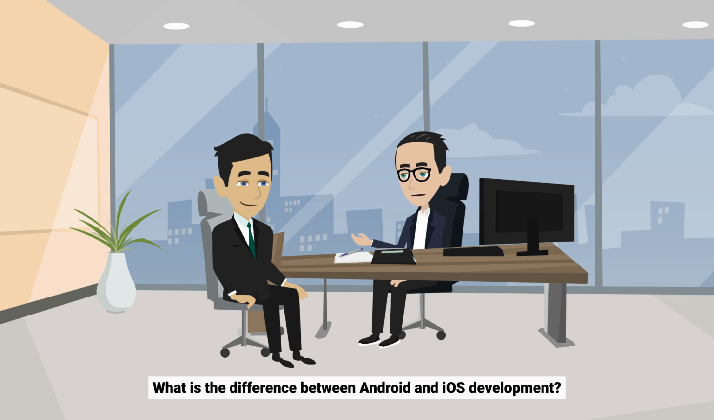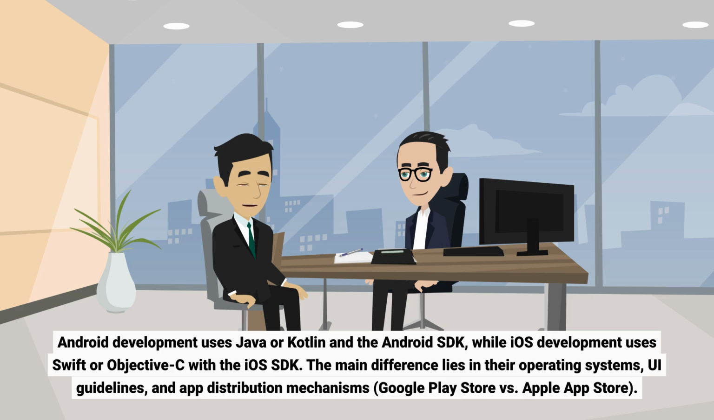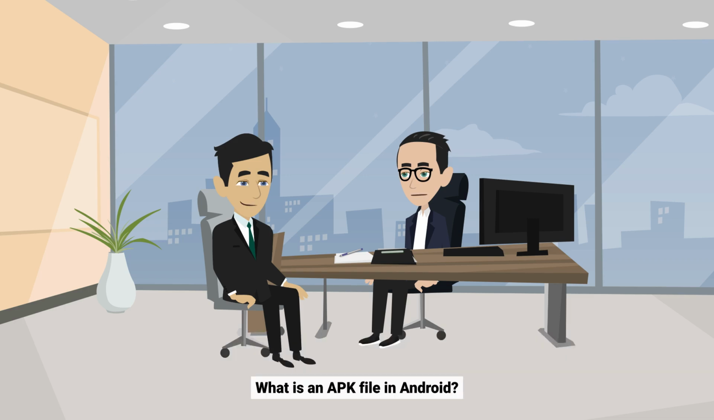What is the difference between Android and iOS development? Android development uses Java or Kotlin and the Android SDK, while iOS development uses Swift or Objective-C with the iOS SDK. The main difference lies in their operating systems, UI guidelines, and app distribution mechanisms, Google Play Store versus Apple App Store.